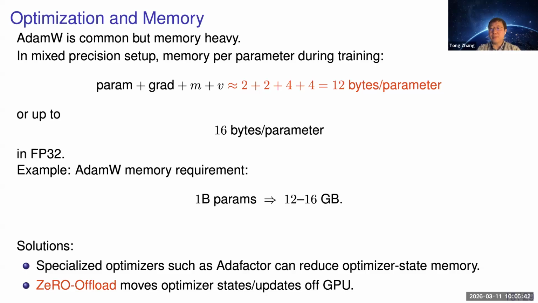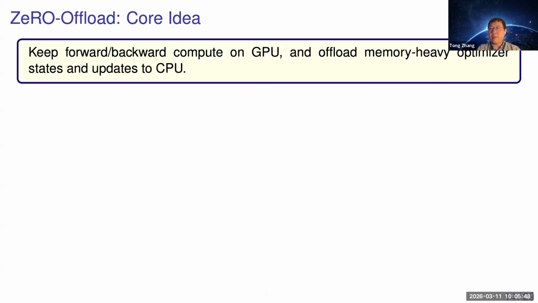If you do the calculation, you see immediately why it matters and why it can save you a lot of memory. The key idea of offload is still to keep the forward and backward compute on the GPU, but you move the memory-heavy optimizer states and updates to the CPU. Certainly, most of the computation is matrix multiplication, so the GPU solves it efficiently. The optimizer updates are actually not that costly. Whether you do that on the CPU or GPU doesn't make much difference, at least computation-wise.